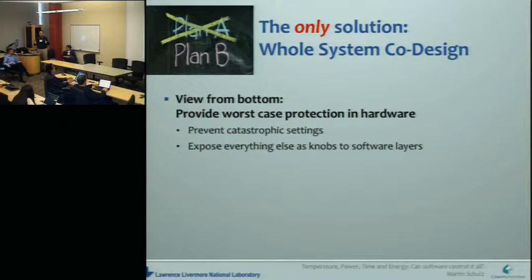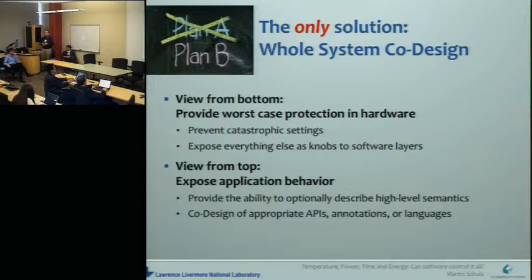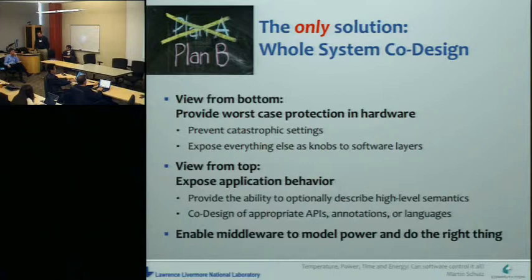And then from the top, from the application side, it would be good for the application to expose behavior, stuff that's known to the application developers, simple things, not low level, run fast here and run slow here, but high level things about phases, about the right behavior of the code. And so we need to work with them to develop the right APIs, annotations, or perhaps language. Perhaps a language like Charm may be enough to expose the right thing so that the middleware knows what to do with it. And then the middleware can use this information, model power the right way, and with that hopefully do the right thing and get us the best execution for the power budget that we have.